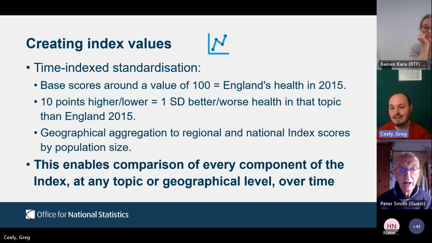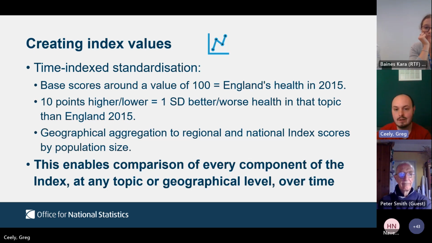So let's talk about creating that overall figure. Our final step, now we had a full set of indicators organized into subdomain topics and domains, and then into a top level index value, was how we actually calculated that top level index value. We've used time indexed standardization with a base year of 2015, which was most appropriate for our data availability when first setting up the index.